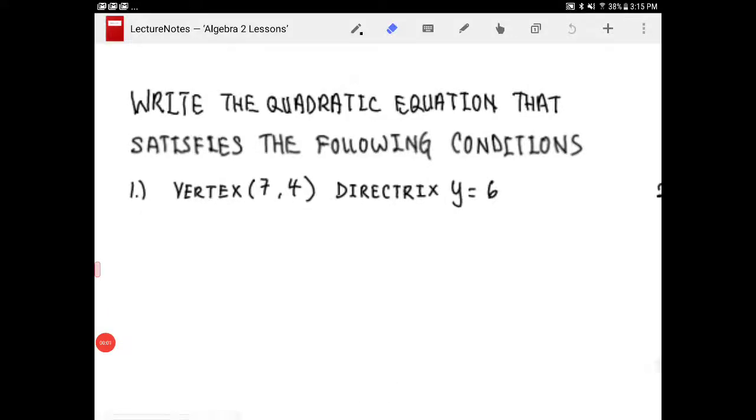Hello students, in this video I am going to go over an exercise on writing quadratic equations if given a set of conditions. So let's take a look. Okay, my first example is I'm given the information involving a vertex and a directrix, and then just from this alone I have to come up with the quadratic equation.